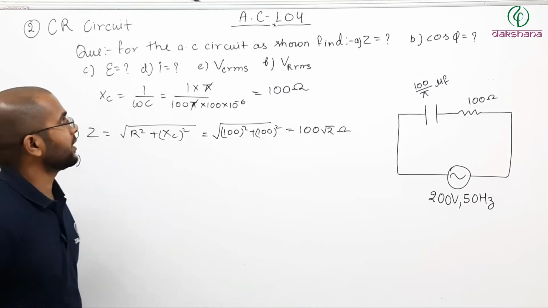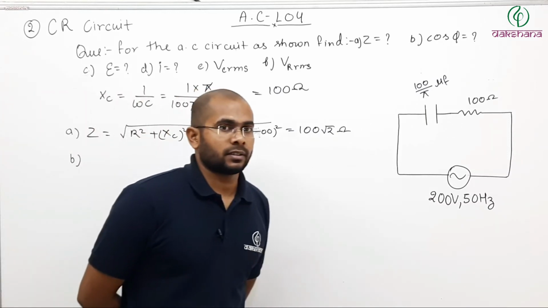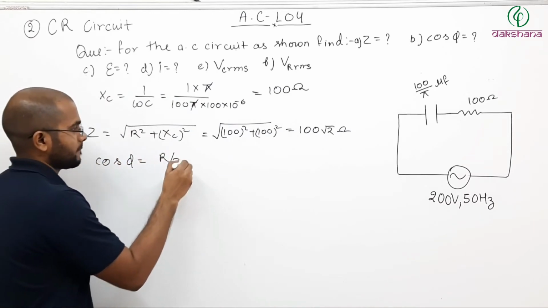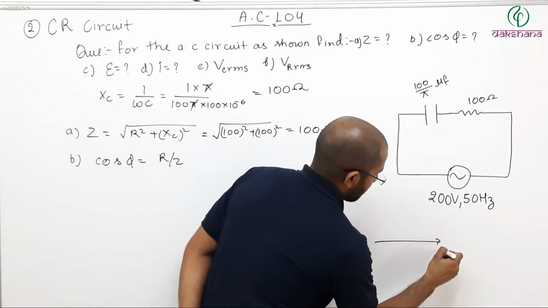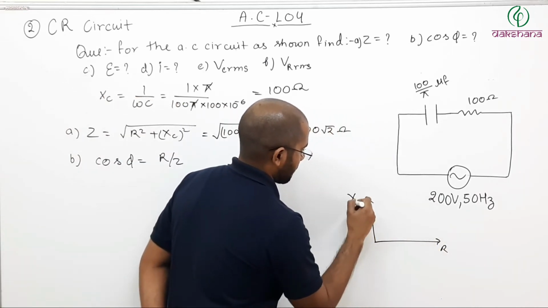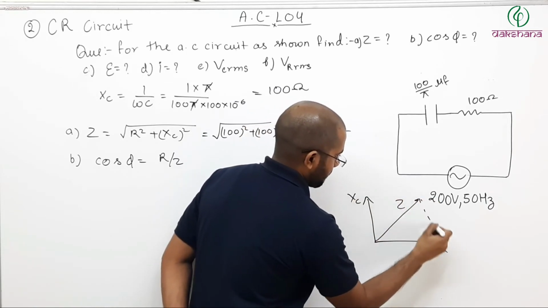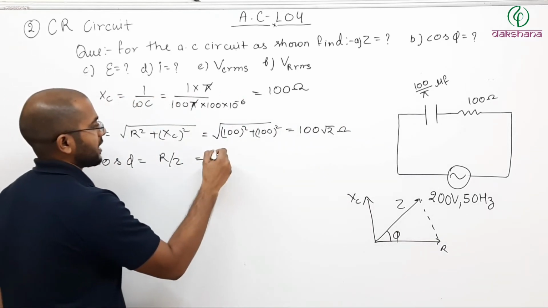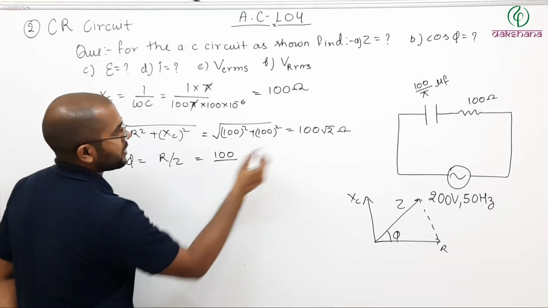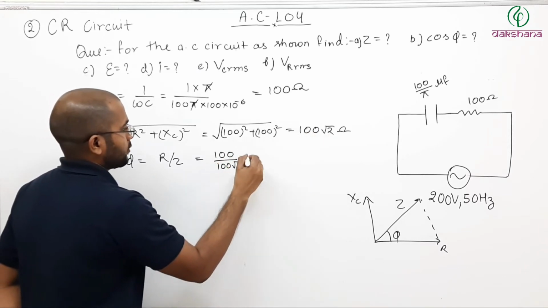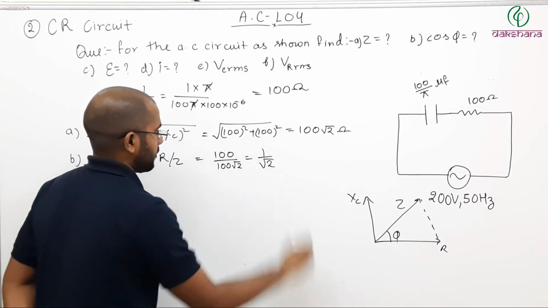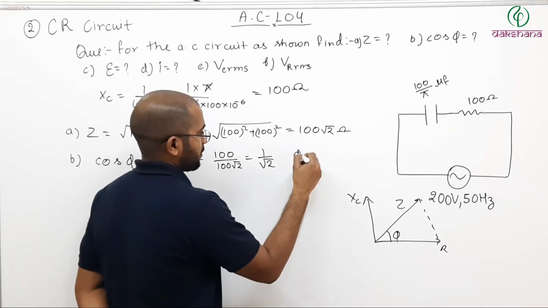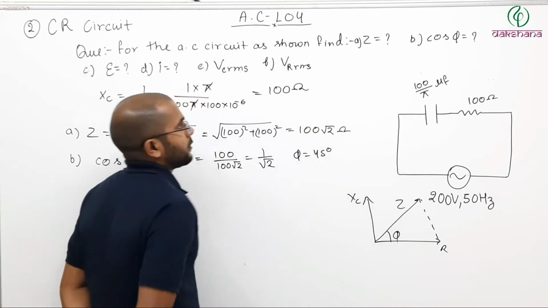What about option B? Option B is cos phi, the power factor. Power factor cos phi is nothing but R by Z. How? Because this is R, this is XC, this is your Z, and this is phi. So cos phi is R by Z. R is 100, Z is 100 root 2. So cos phi is 1 by root 2. If cos phi is 1 by root 2, what is phi? Cos 45 is 1 by root 2, so phi is 45 degree.